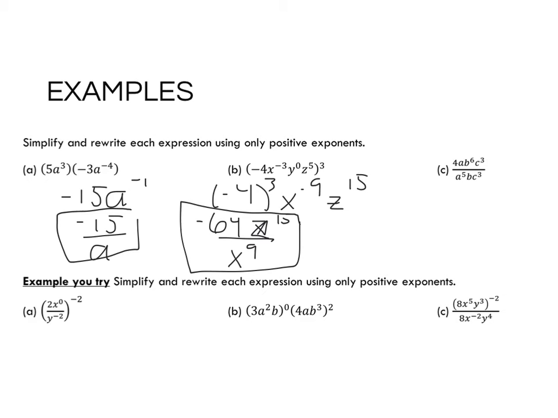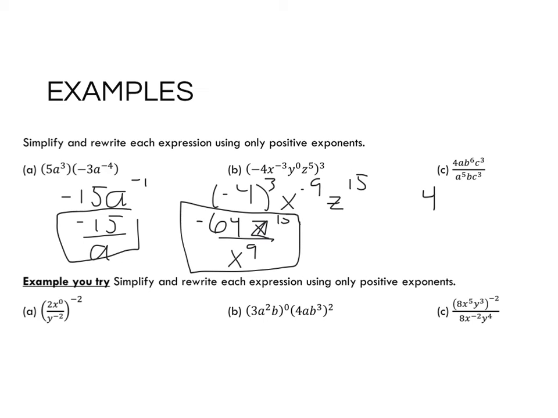In letter C, we have a quantity divided by a quantity. We know the numerator will still have a 4. Remember, if we have exponents in the numerator and denominator, we will subtract those.